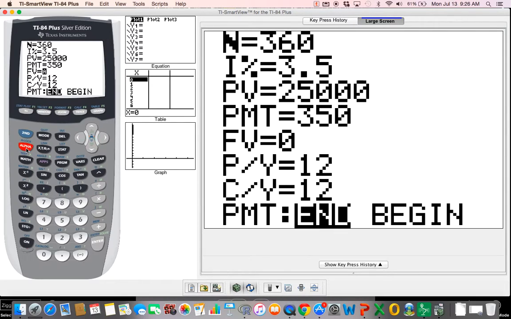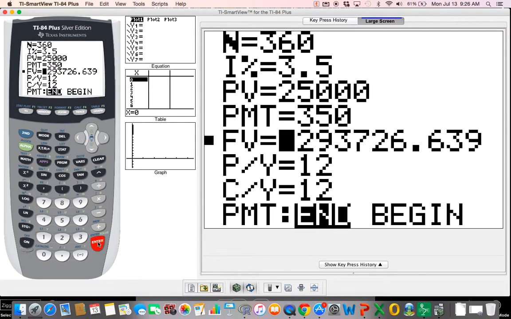So guys, you'll see that Amy and John turned out with a significant amount of money. So the value of their investment after 30 years, including all of it, is $293,726.64. So they end up with almost $300,000 in their savings to prepare for retirement.